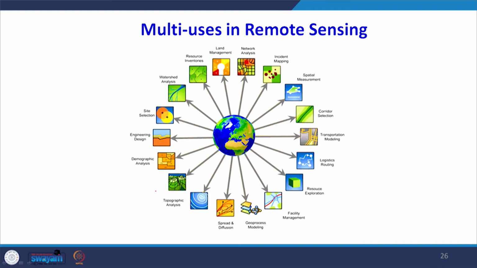So, these are all the multi-uses; the same data sets can be used for different applications, and this slide shows that we have the satellite data, and on the periphery there is a very large number of uses and applications, whether it is for resource exploration or incident mapping, or it could be site selection analysis or engineering design. So, there is a very large number of uses of the same satellite data.